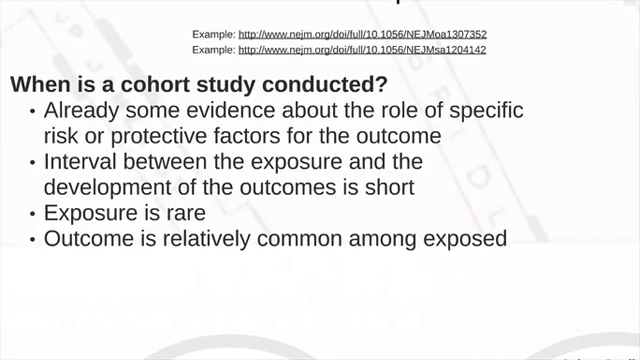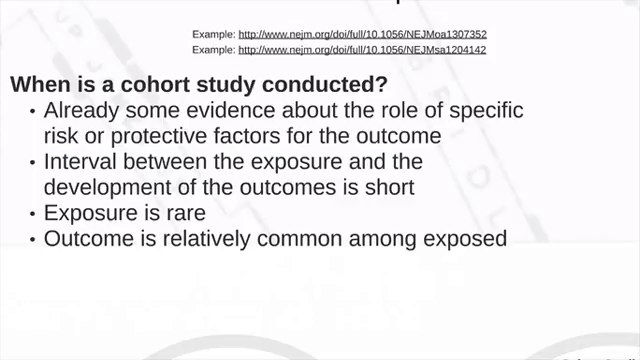Okay, so when do we do a cohort study? When would you even decide it's the right time to do one? We do it when there's already some evidence about the role of a specific risk or protective factor for the outcome. If you have zero reason to believe that these things may be associated, then you'd probably start with a cross-sectional study, or maybe specifically an ecologic study, and just collect some basic data. Is this associated with this?